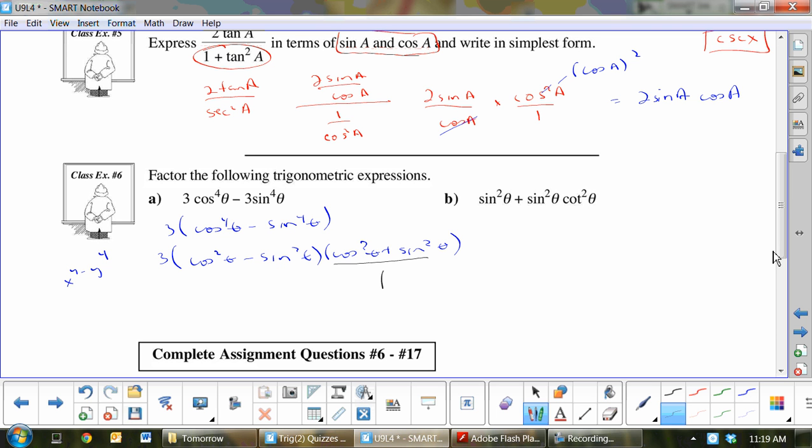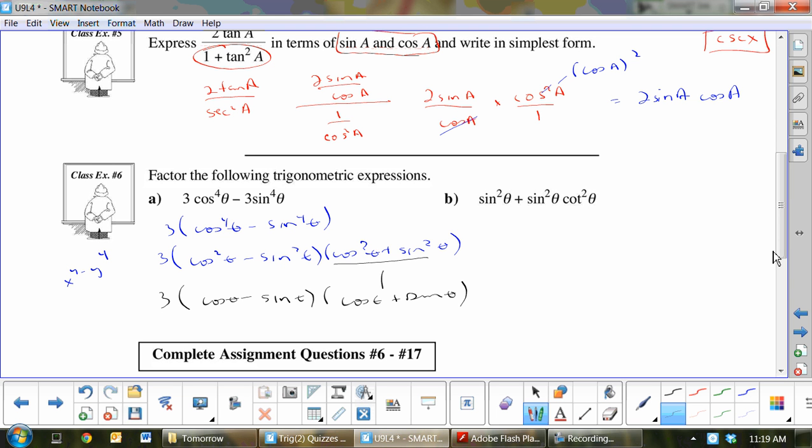Difference of squares again. So that is 3 times cos theta minus sine theta times cos theta plus sine theta. And I don't have to multiply by 1. So that would be redundant, right? And that's as far as I can go with that one. Okay.